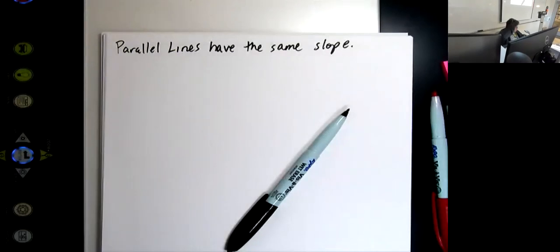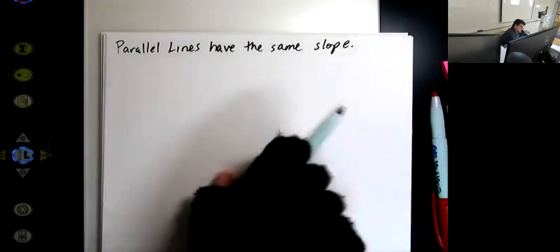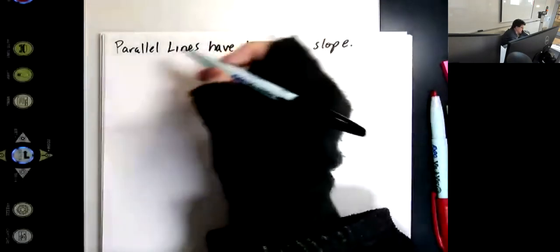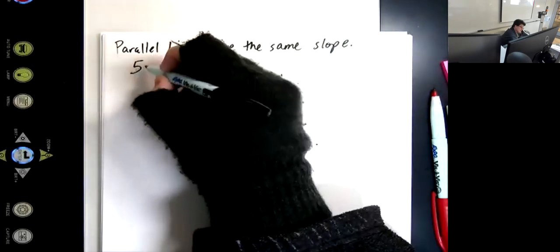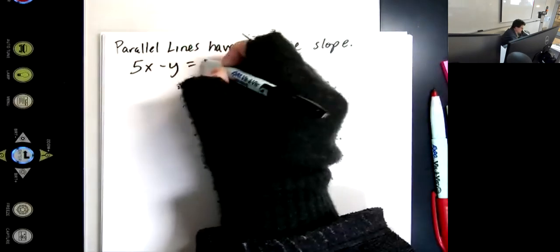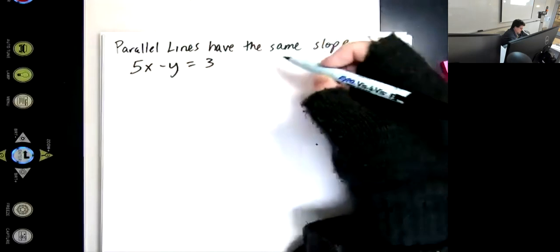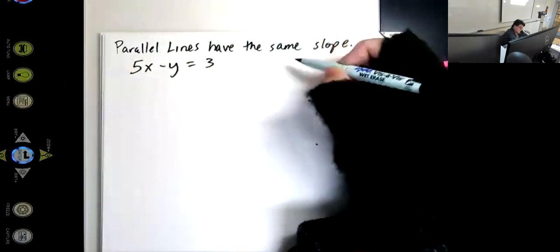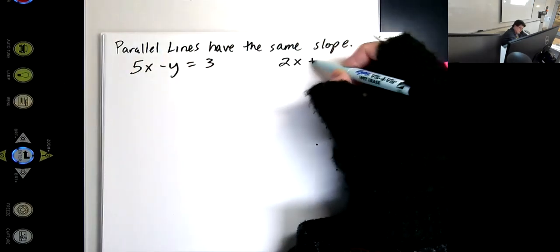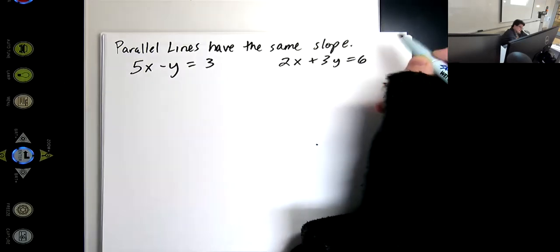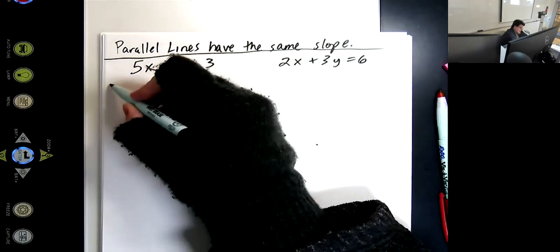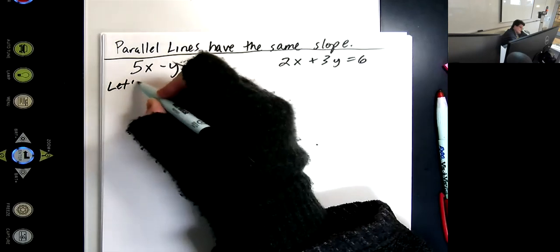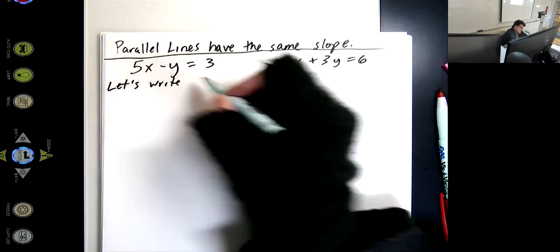All right, so parallel lines have the same slope. We'll use that later. So let's start with some lines that are not in slope intercept form and write them in slope intercept form.